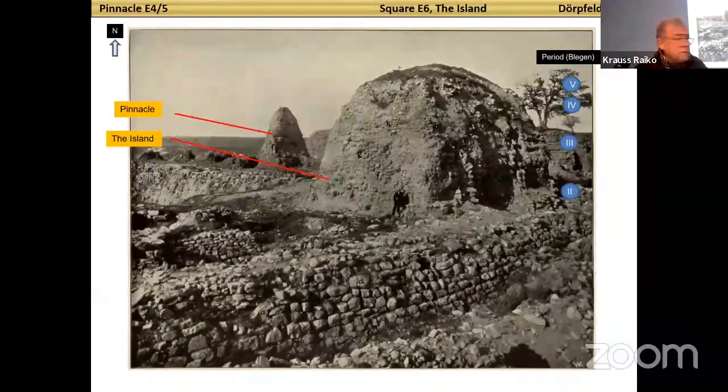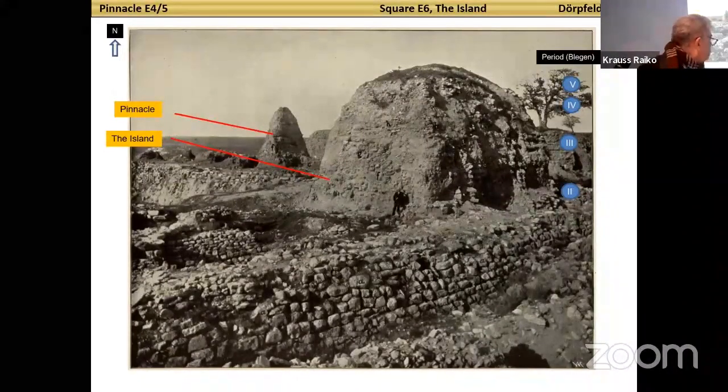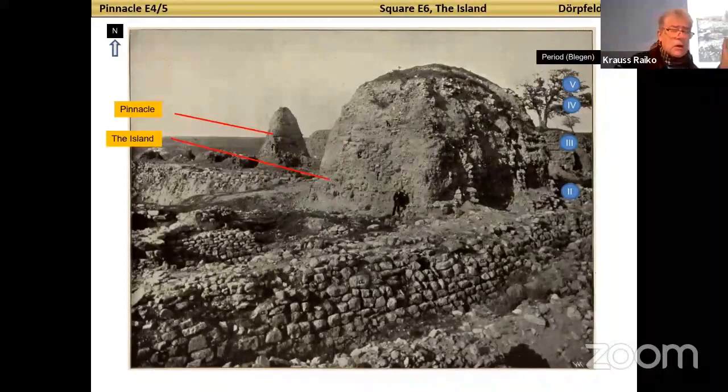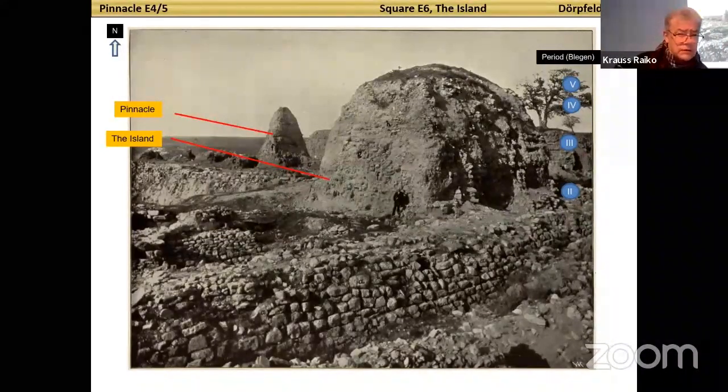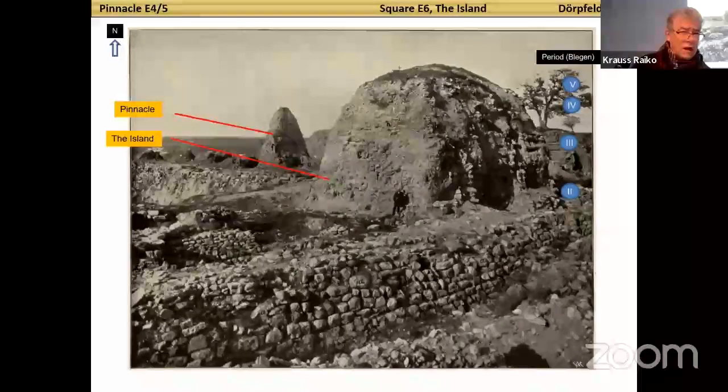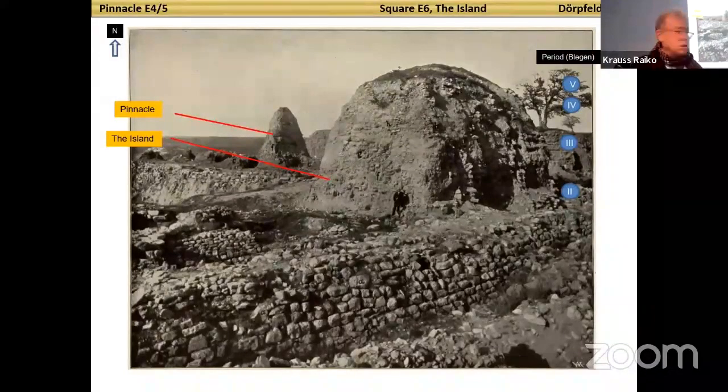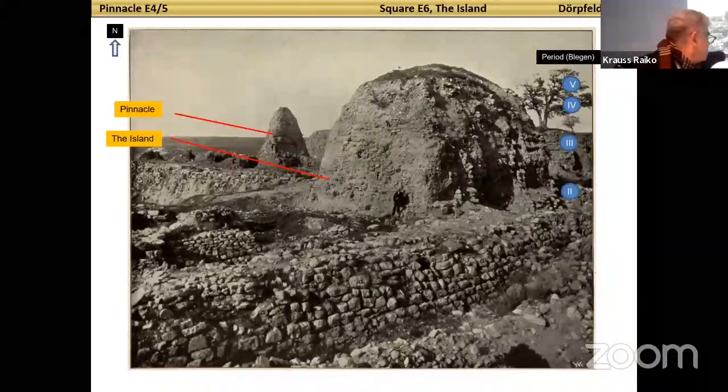I've put the periods 2, 3, 4, 5. There's quite a bit. Practically all we have in the Blegen publications of Troy 4 and 5 come from this excavation. What you can see in the foreground here, that's the Temenos. We're in Troy 2 here.